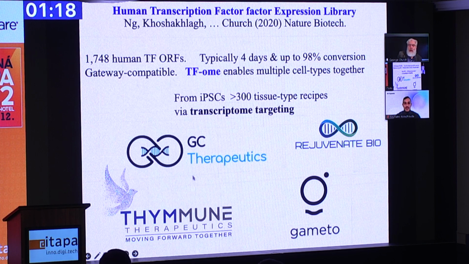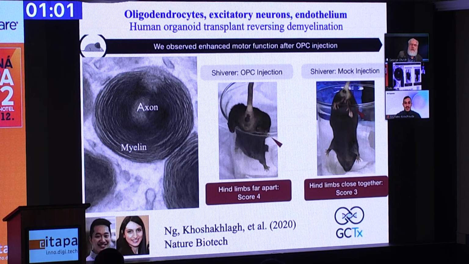And these 4 companies: GC Therapeutics is general, Rejuvenate Bio is aging, Thymune is for immune tolerance, and Gameto is, as the name says, for gametes. Human gametogenesis. Here's an example of a preclinical trial where we're rescuing a demyelinating disease with an oligodendrocyte-like organoid, which makes perfect wrapping around the axon as you get in the white matter of your brain or the spinal column. Alex and Peristu wrote this Nature Biotech paper and formed a company, GC Therapeutics.